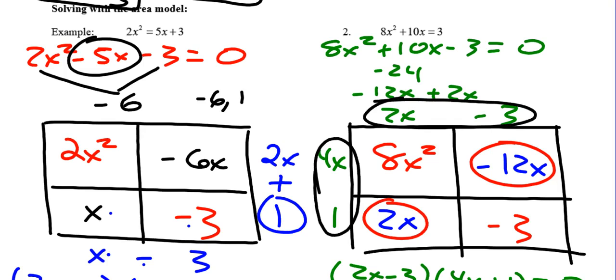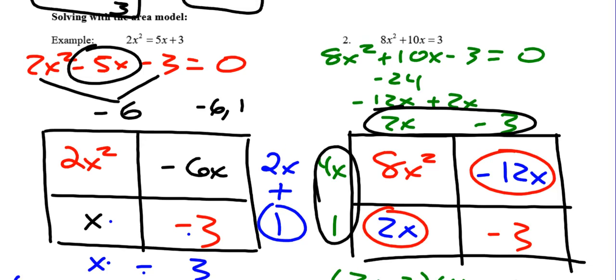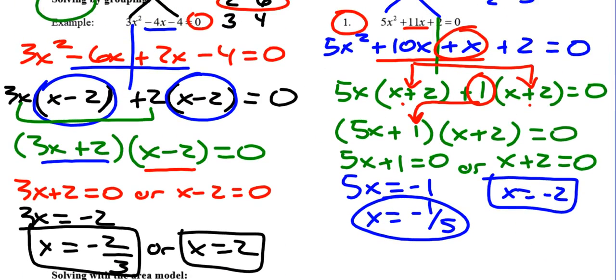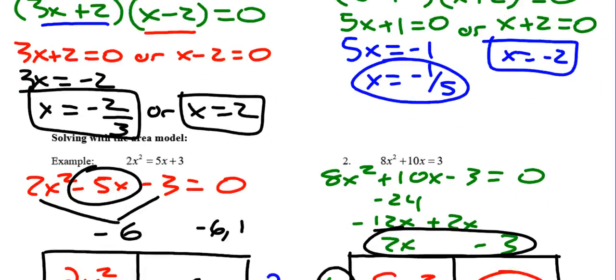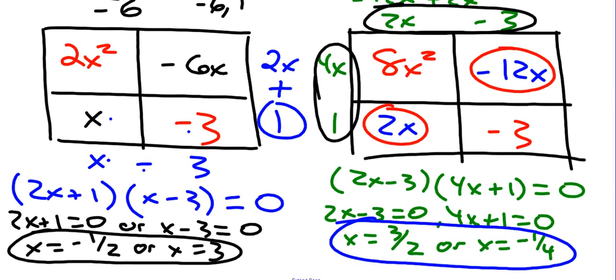Okay, so where you put the negative 12x and where you put the 2x for the area model, or where you put these factors for what we did above, if you switch this negative 6x and that 2x, it should still work. Okay? So don't worry too much about that. As long as you pick the right factors, you're in good shape.